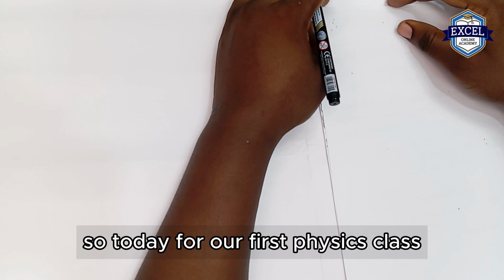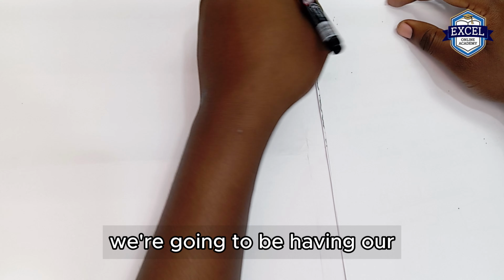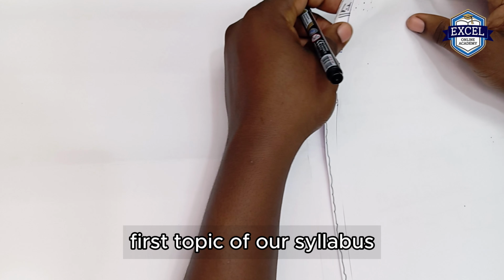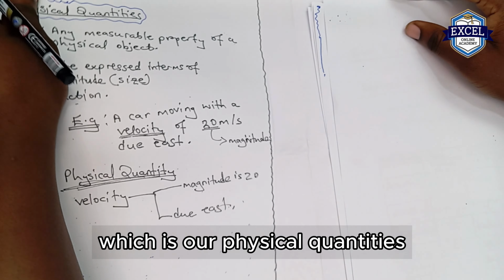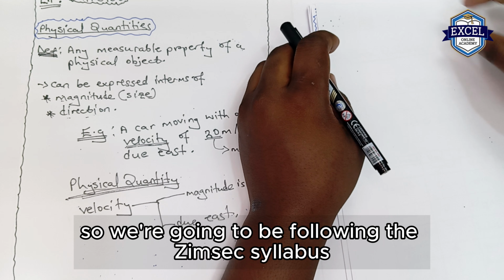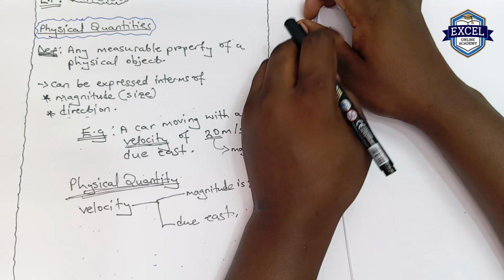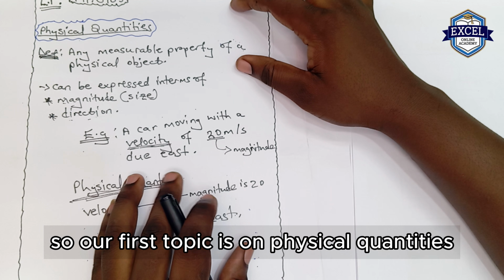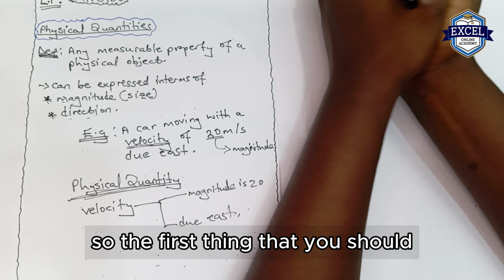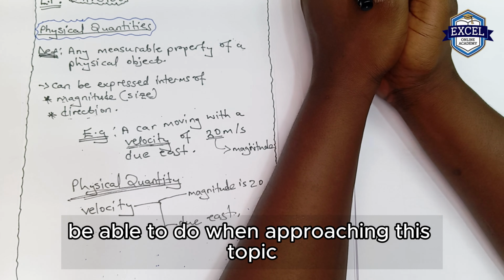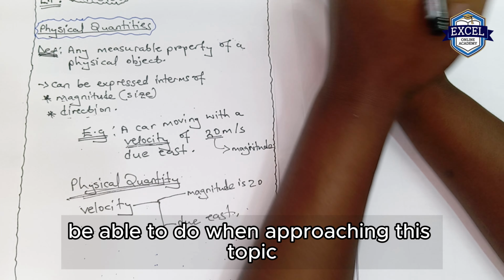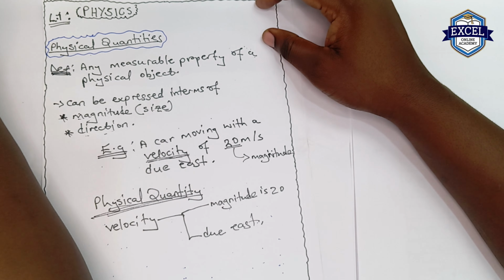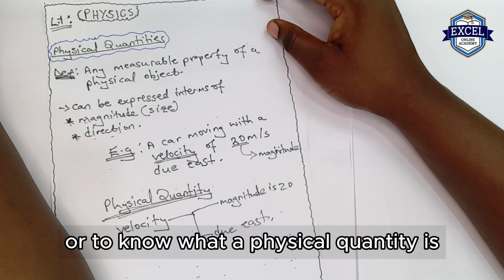So today for our first physics class, we're going to be having our first topic of our syllabus, which is physical quantities. We're going to be following the ZIMSEC syllabus for our learning. So our first topic is on physical quantities. The first thing that you should be able to do when approaching this topic is to define or to know what a physical quantity is.